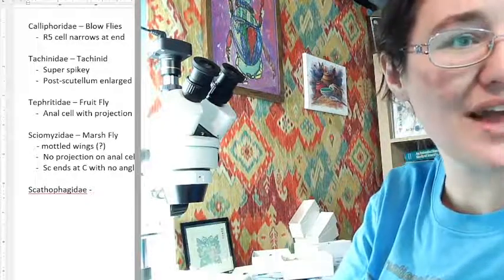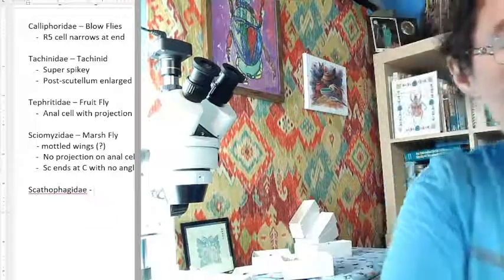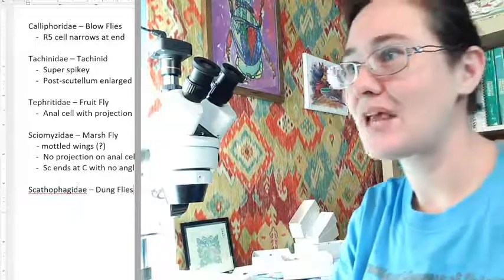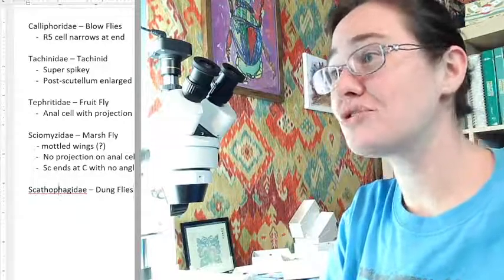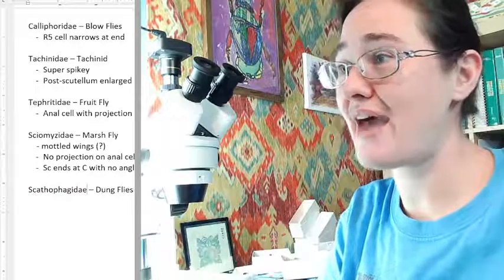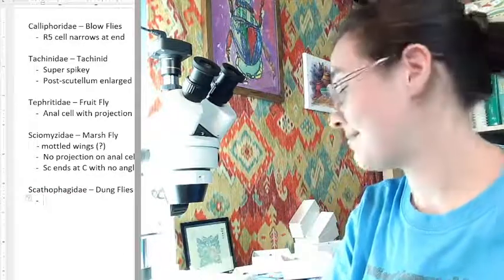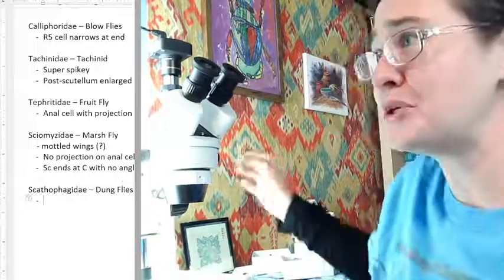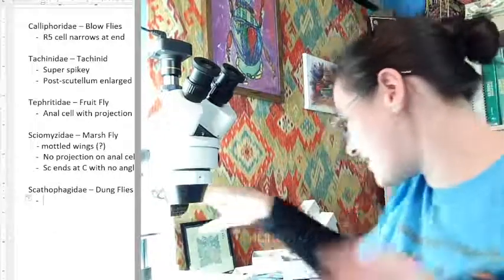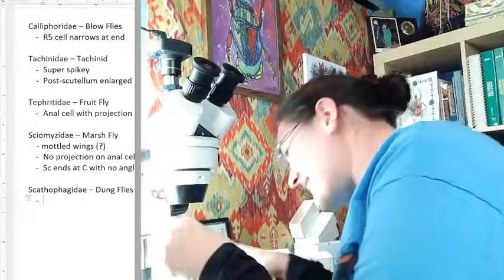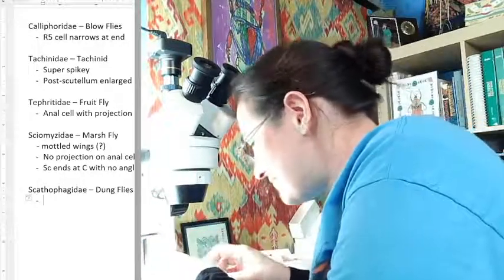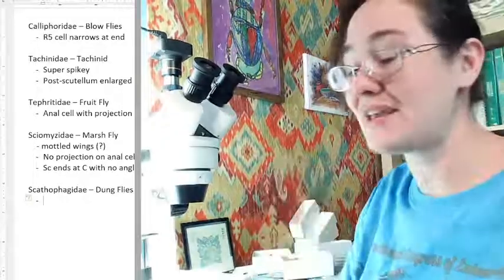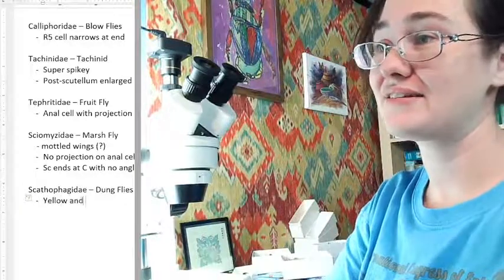And the scathophagids are generally known as dung flies, and they stay true to that. This one was collected on a farm on poop. So it's definitely something that, if you know what you collected the fly on, it's going to be easier for you to identify it.